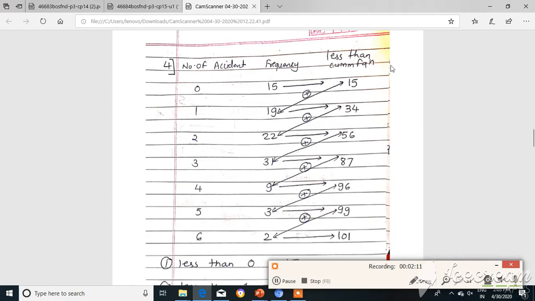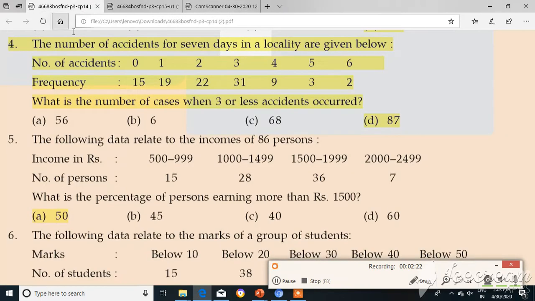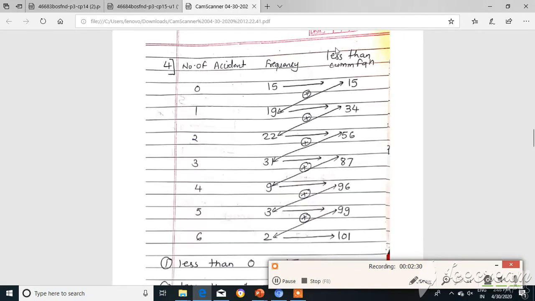Here I considered the less than cumulative frequency. Why? Because what is our question? We want the number of cases when 3 or less accidents occur. So for that we want the less than cumulative frequency. So how do we find that? For the first value, you need to keep it as it is. So 15, you will keep this as it is.